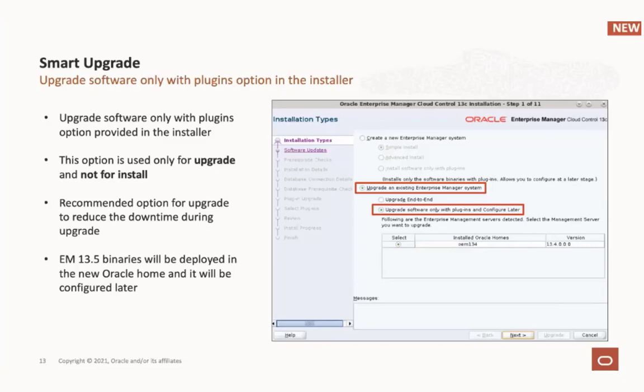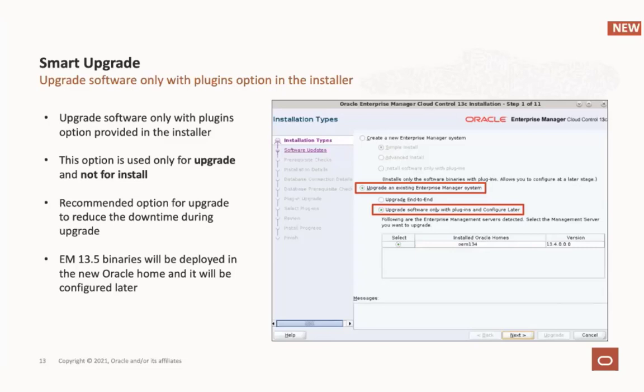Yes. So we have all the compatible plugins. Whatever compatible plugins we have tested for 13.5, all those plugins are going to be available on OTN. It's already work in progress. So like Golden Gate, Oracle Database Appliance, PeopleSoft, E-Business Suite, all those compatible plugins for 13.5 are going to be updated on the OTN page.